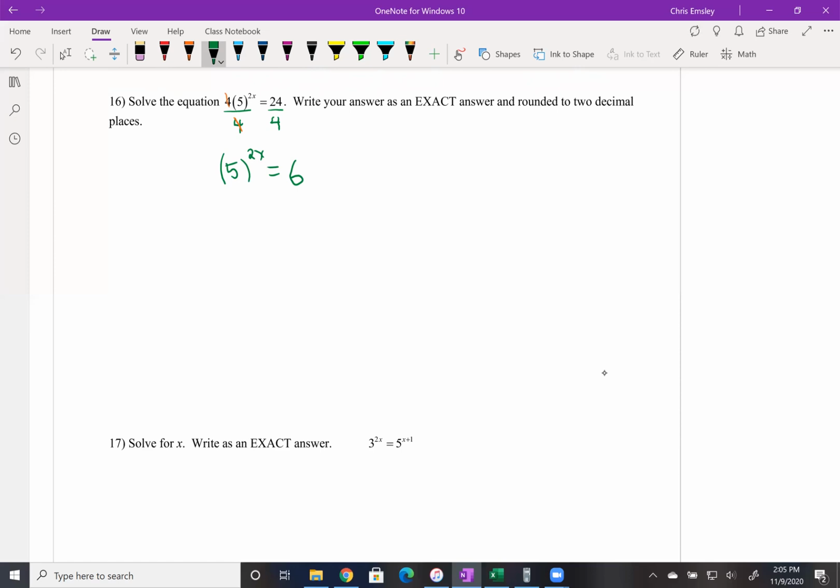Once the exponential part is by itself, isolated, then we have to get that variable out of the exponent. Right now it's stuck in the exponent. We need to get it out. And that's where we're going to use logarithms. We're going to take the log of both sides of this equation. We do that because then by one of our properties of logarithms, we can take this exponent and move it out front to be a coefficient.